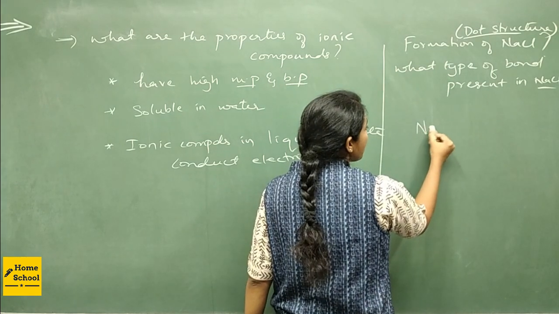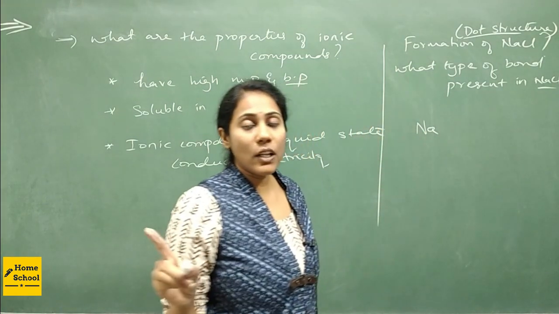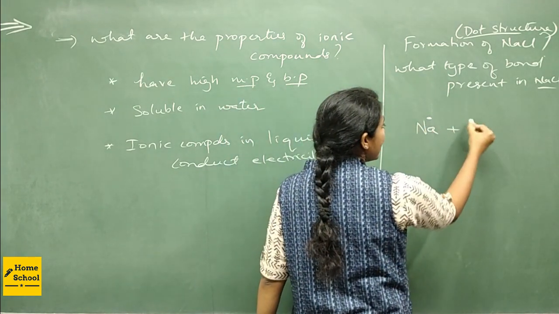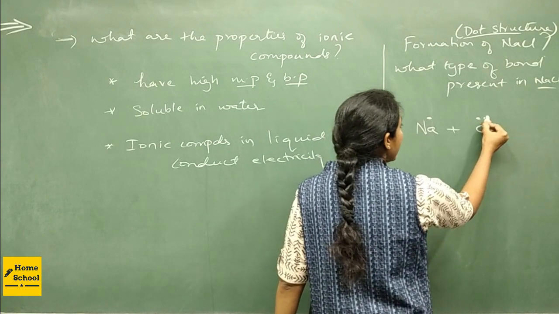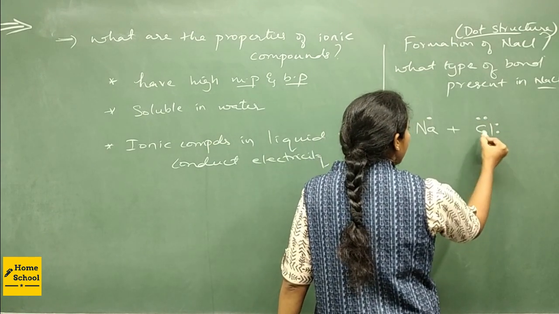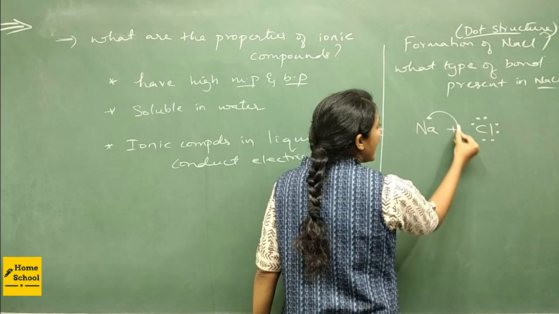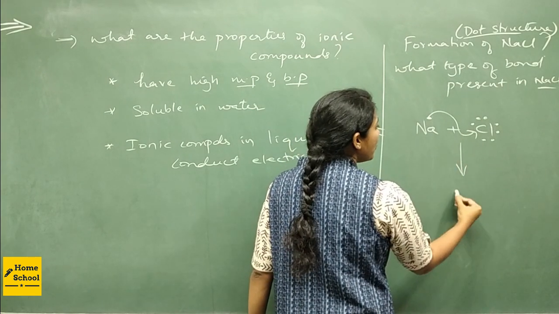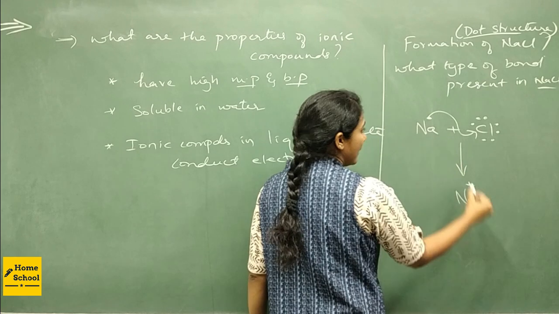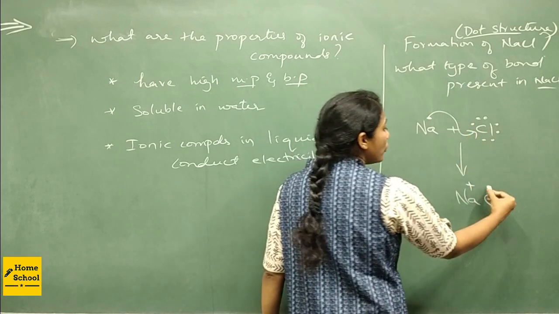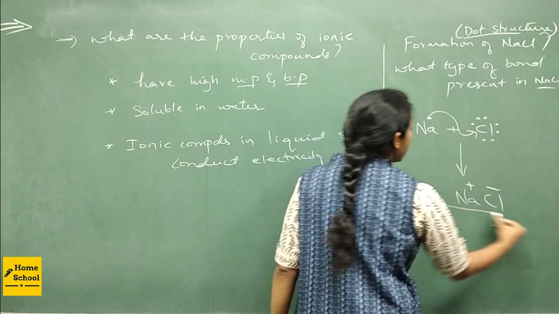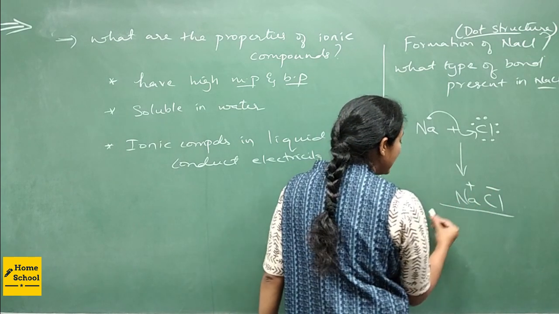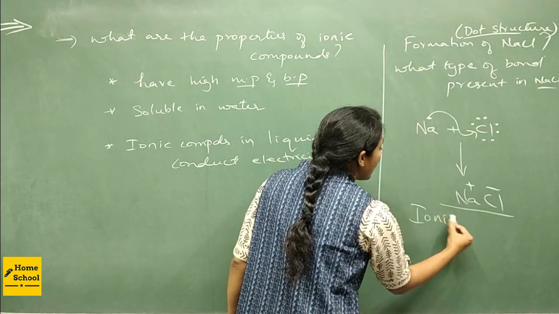So write the symbol of sodium Na. How many valence electrons are there in Na? 1. So you will write 1 dot here. Okay, plus Cl, right? So how many valence electrons are there in Cl? 7. 1, 2, 3, 4, 5, 6, 7. So there is a transfer of electron from Na to Cl. Okay, so after transfer, how do you mention? Na will become Na plus. Cl, it gains electron, no? So it will become Cl minus. So this is the formation of NaCl. And what type of bond is present in NaCl? It is ionic bond.